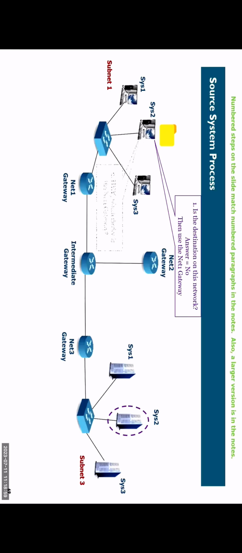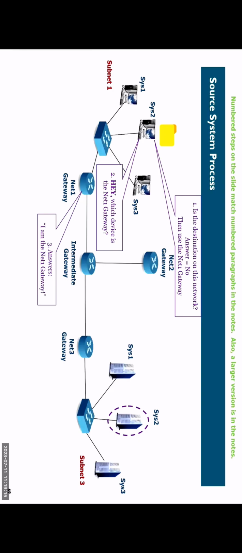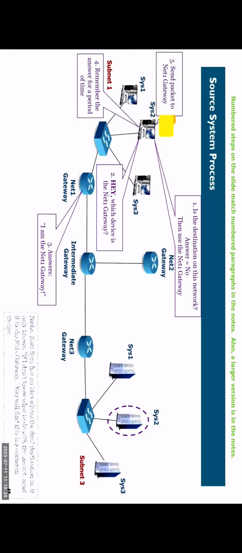So it asks the question, hey, who's my gateway? Now it asks that question of all of the computers around it in that subnet, and all the computers hear this question, only one responds, the gateway. The gateway says, I am your gateway. And so then this system is going to remember that answer for a short period of time, and it's going to send that information to network 1's gateway.